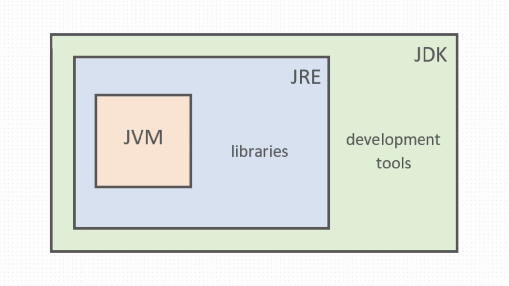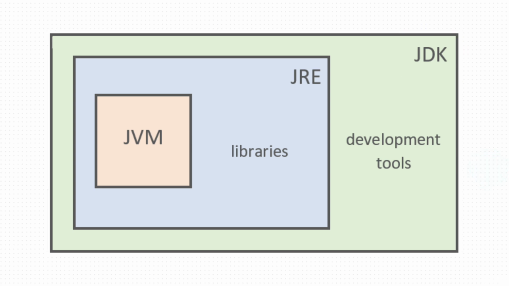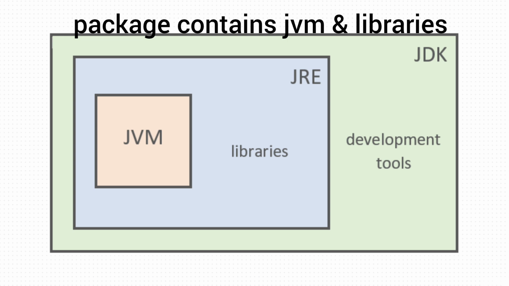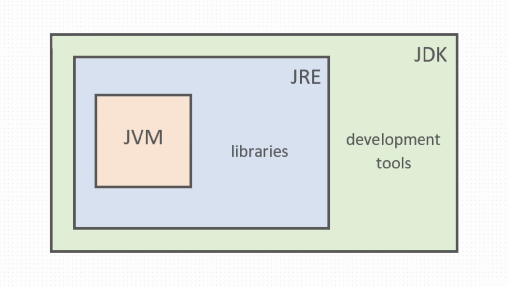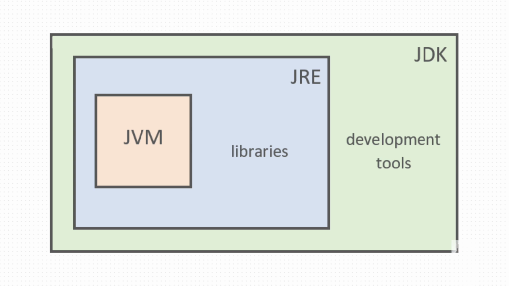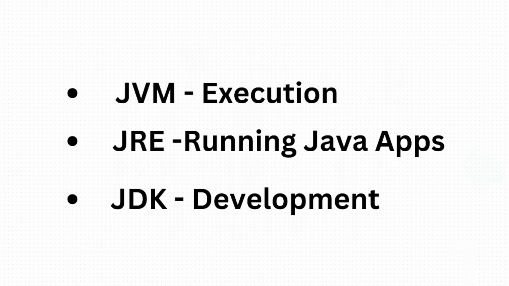So to sum it up, if you are just looking to run Java programs, get the JRE. But if you want to develop them, you need the JDK. So here is the quick recap. JVM is the engine that runs Java bytecode. JRE is the package that contains the JVM and everything you need to run Java programs. JDK is the complete toolkit for Java developers, including the JRE and additional development tools like the Java compiler. So JVM is for execution, JRE is for running Java apps and JDK is for development.